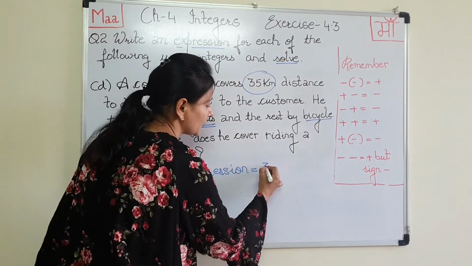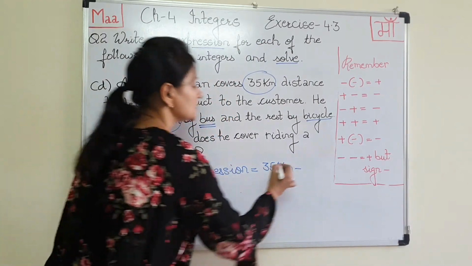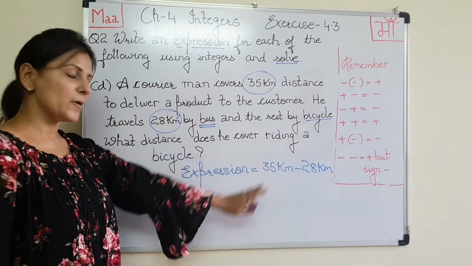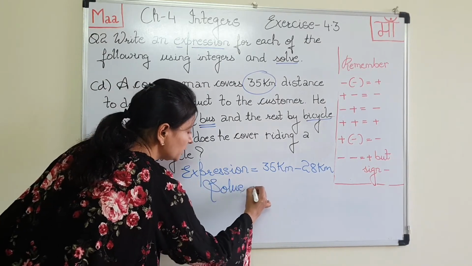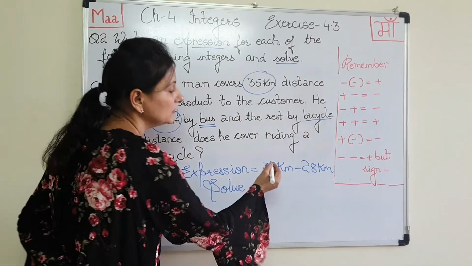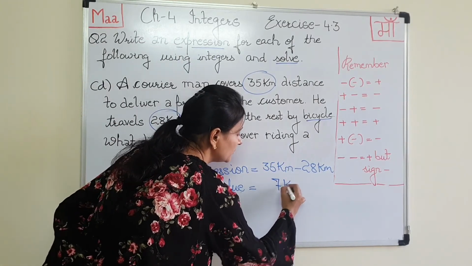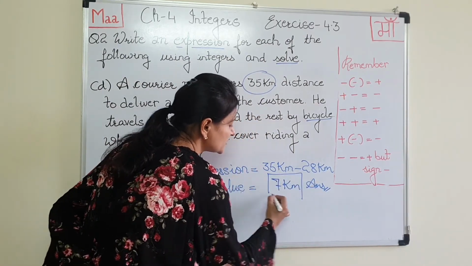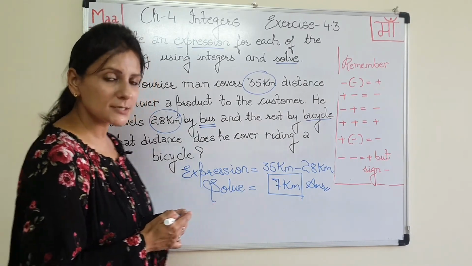तो टोटल डिस्टेंस कितना है? 35 किलोमीटर, और उसमें से उसने कितना डिस्टेंस कवर किया है बस से? 28 किलोमीटर, he has covered with bus. Now we have to solve it. So for solving you have to subtract to find it out that how much distance he has covered by bicycle. So when you will subtract 28 from 35 you will get 7 kilometer. So this will be the distance which he will cover by bicycle to deliver the product to his customer.